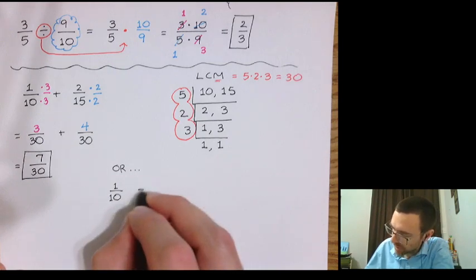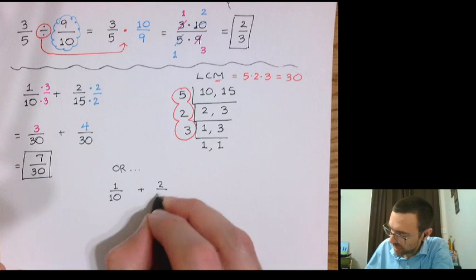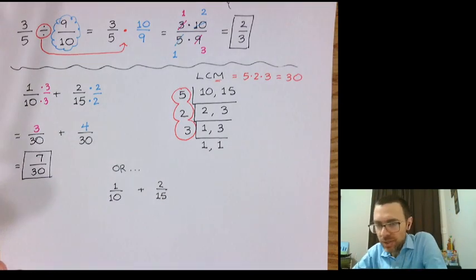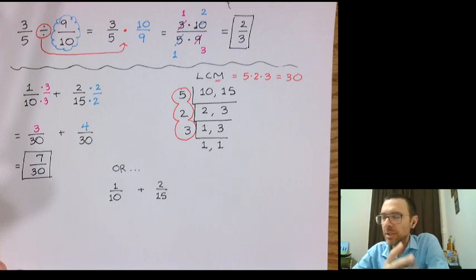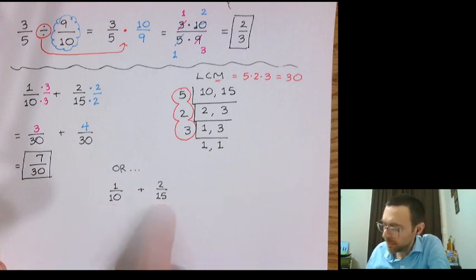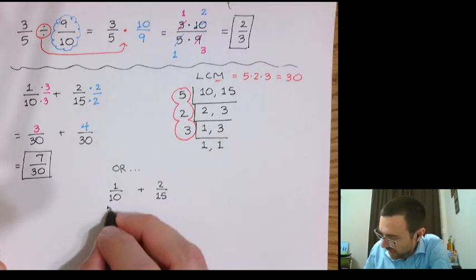So let's take 1 over 10 plus 2 over 15. And here's what I want you to do. Now this is going to require us to understand the concept of the common factor. What's the common factor for both 10 and 15? The common factor is 5.